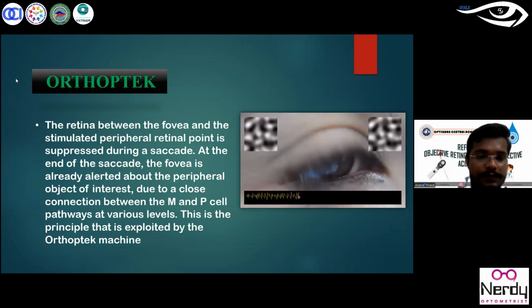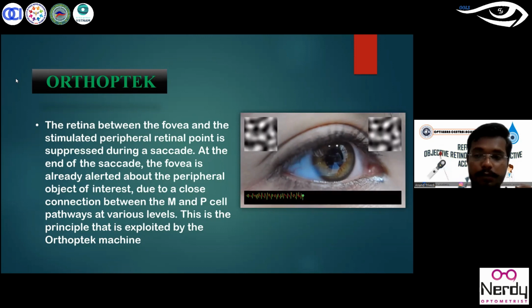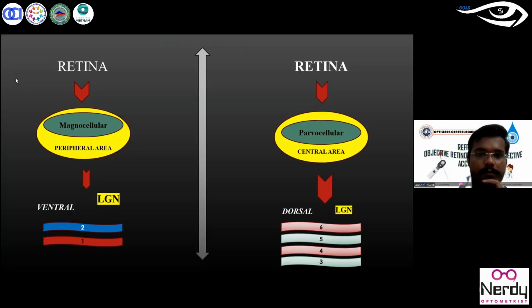Okay, this is the principle that is exploited by the orthoptic machine. You see here, from the retina, the magnocellular cells go to the lateral geniculate body, LG 1 and 2. The parvocellular cells go to layers 3, 4, 5 and 6 in the lateral geniculate body, which is not a simple relay station, as I already told you.